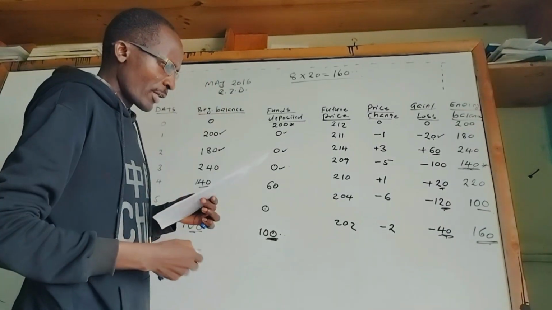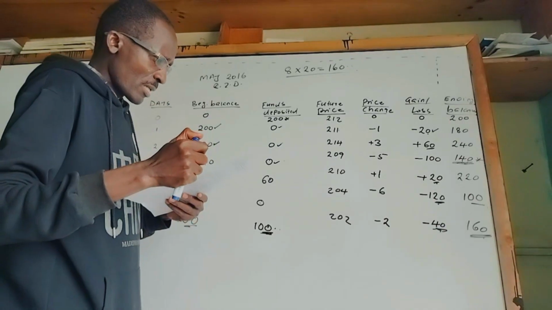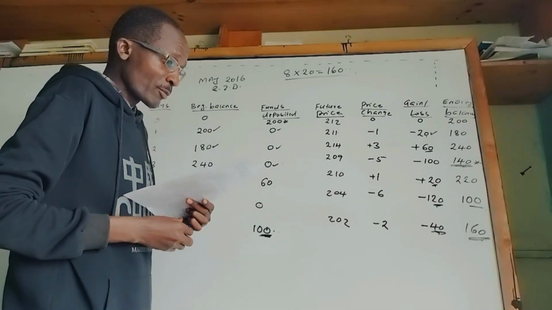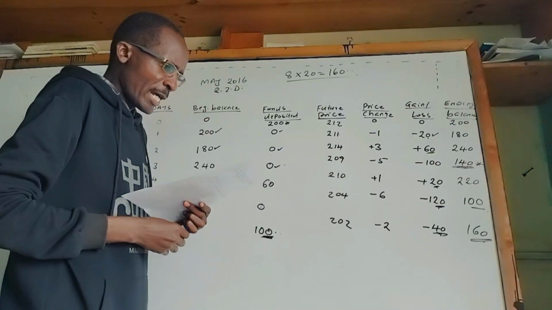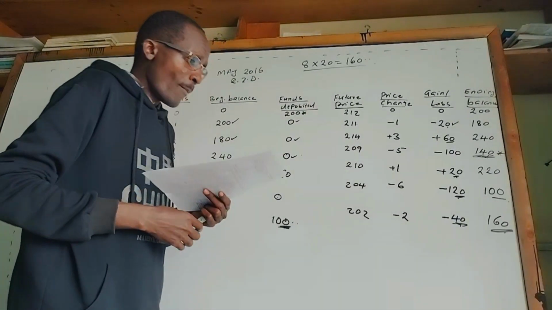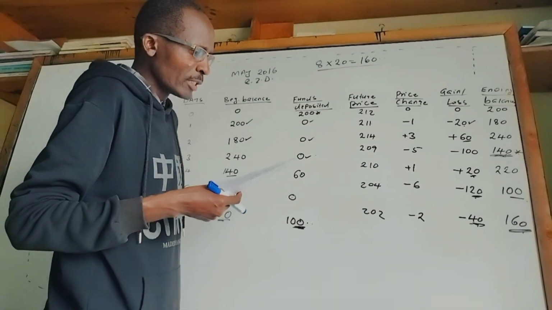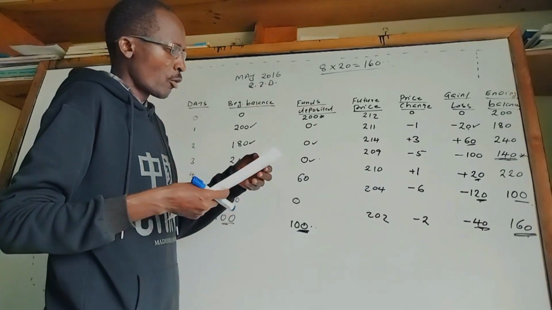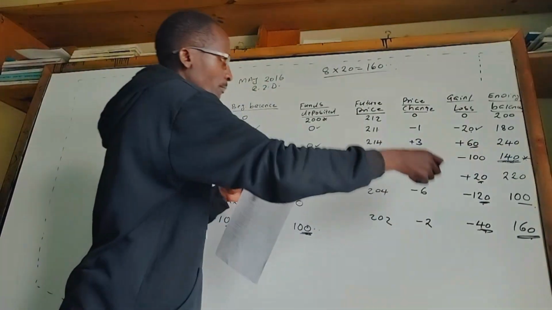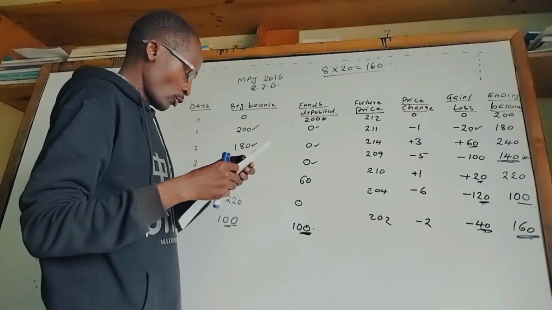At the end of day 3, the balance is down to $140. That is $20 below the $160 maintenance margin requirement, i.e. $8 per contract times 20 contracts. You must deposit enough money to bring the balance up to the initial margin requirement of $200. So if the figure has fallen below this one, then you have to restore the figure to 200. That is what we're saying there.